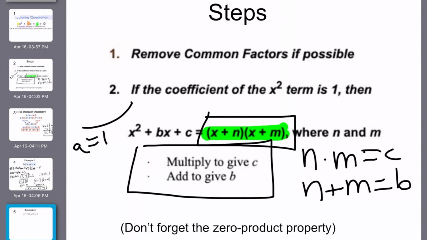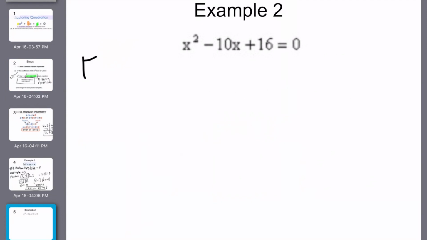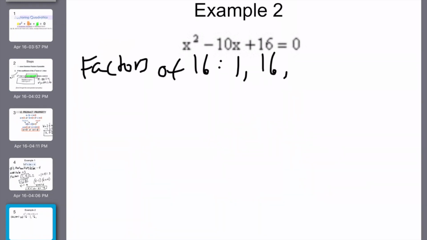x squared minus 10x plus 16 equals 0. So first off, I need to find numbers that multiply to be 16. So I'm going to do the factors of 16. And I know the handwriting isn't great, but it's what we're working with. So 1 and 16. Let's see. 2 and 8. 4 and 4.